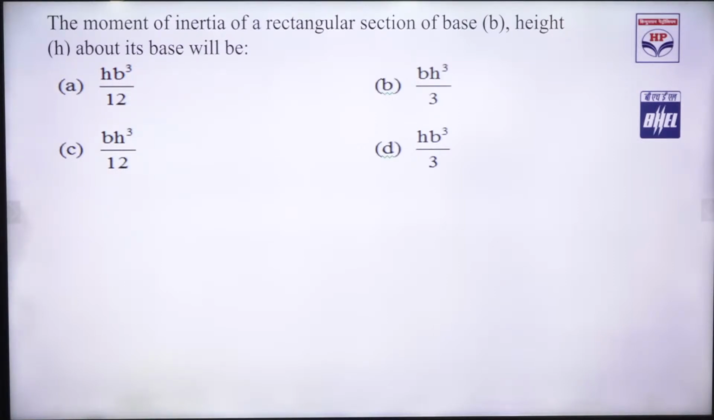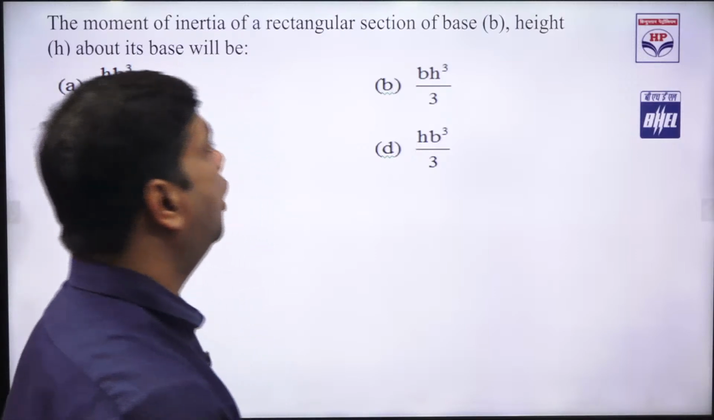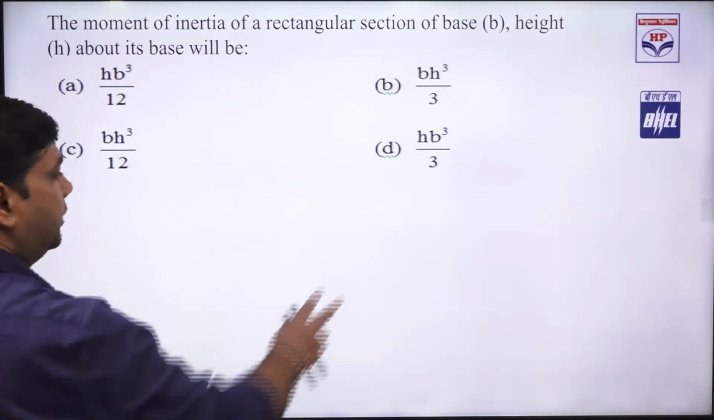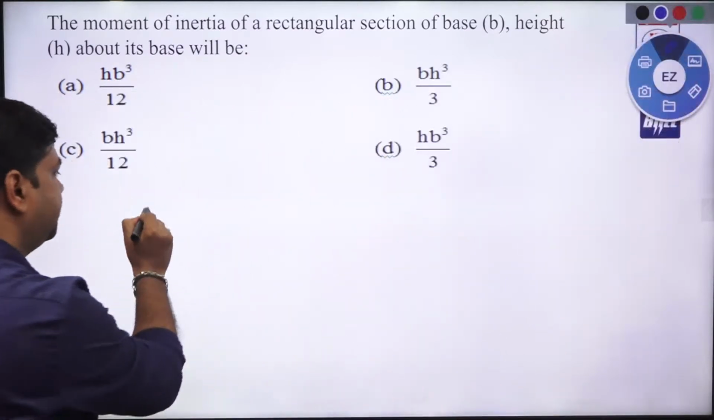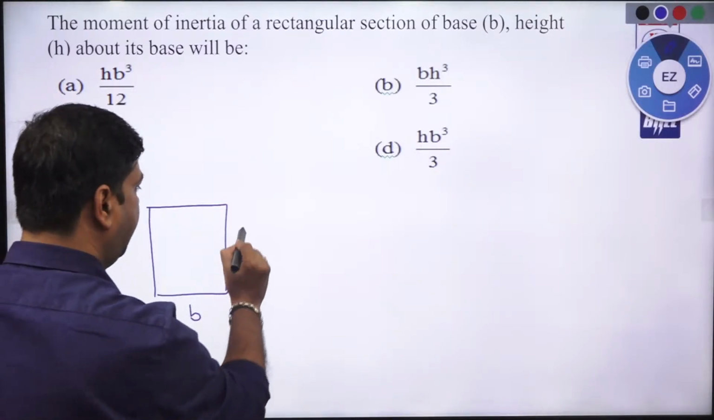Let's solve the question. The question is saying that the moment of inertia of a rectangular section of base B and height h about its base will be. So this question is saying that this is a rectangle having the base B and height h.